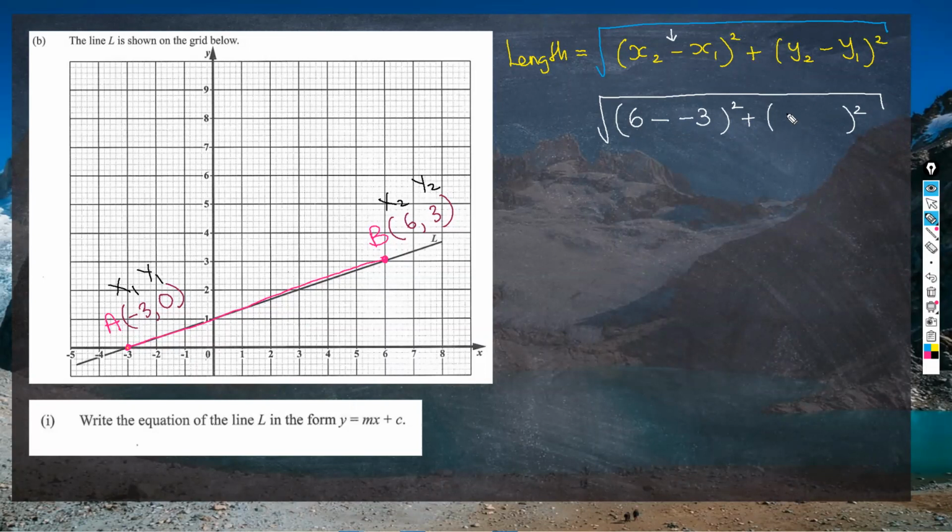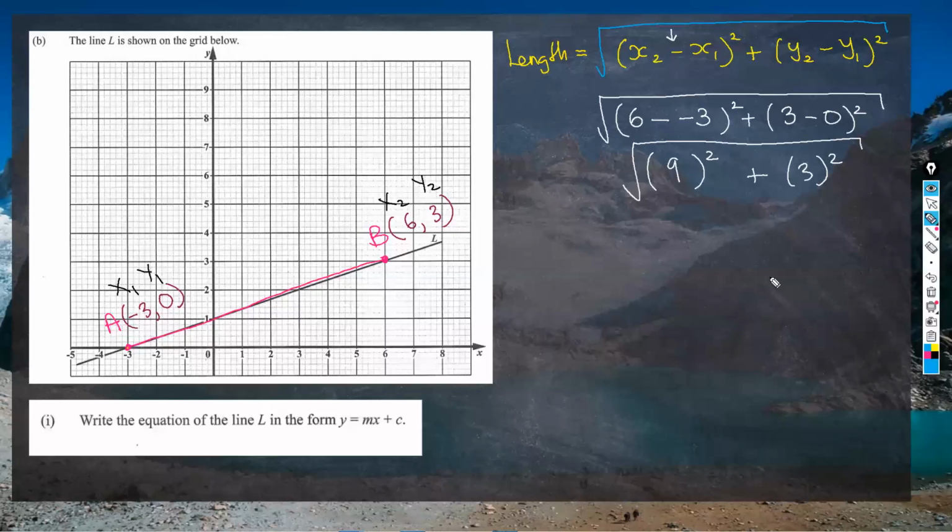y2 minus y1. Well, this one is easy. It's just 3 minus 0. Well, you're going to get 9 squared here because 6 plus 3 is 9. Over here is just 3 squared. Have the annoying square root sign there. 9 squared is 81. 3 squared is 9. So you get the square root of 90, which is 9.49. And you have to put the word units after to get full marks.